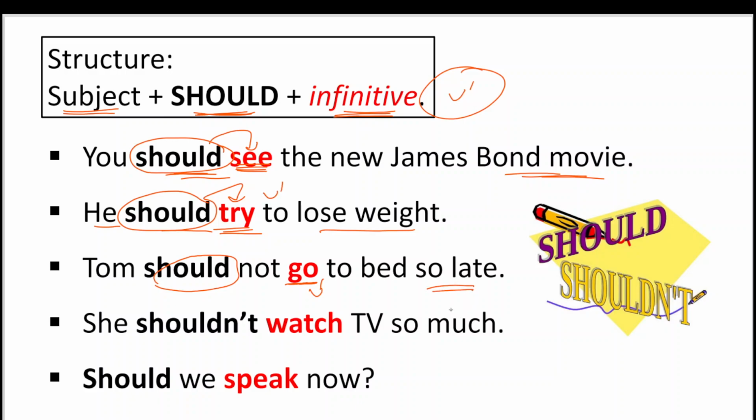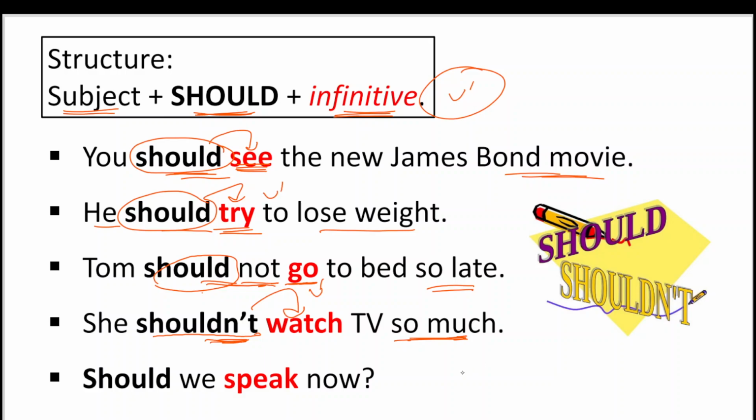Now the next example is she shouldn't watch TV so much. In this example also we are giving a piece of advice. She shouldn't, this is the negative form. Should not is the full form of the negative, and this is the short form of the negative: should, N, apostrophe, T. Shouldn't watch TV so much. So this is the negative example of should.